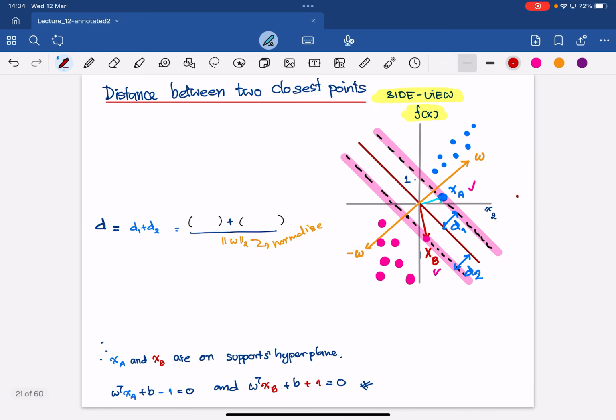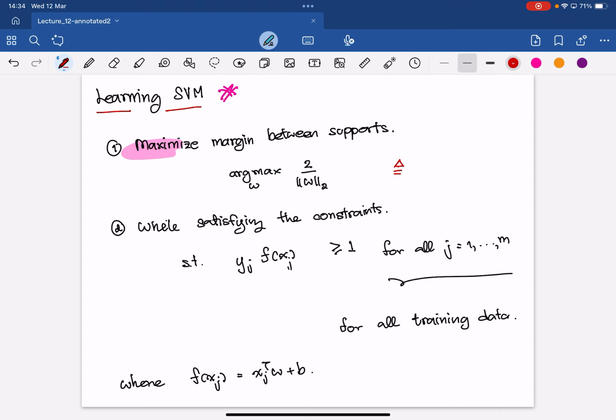So altogether, you can provide an optimization problem to find the w that maximizes the margin between the support hyperplanes. And also those support hyperplanes have to map the data to the right location, which becomes the constraint, but I will describe each of these.